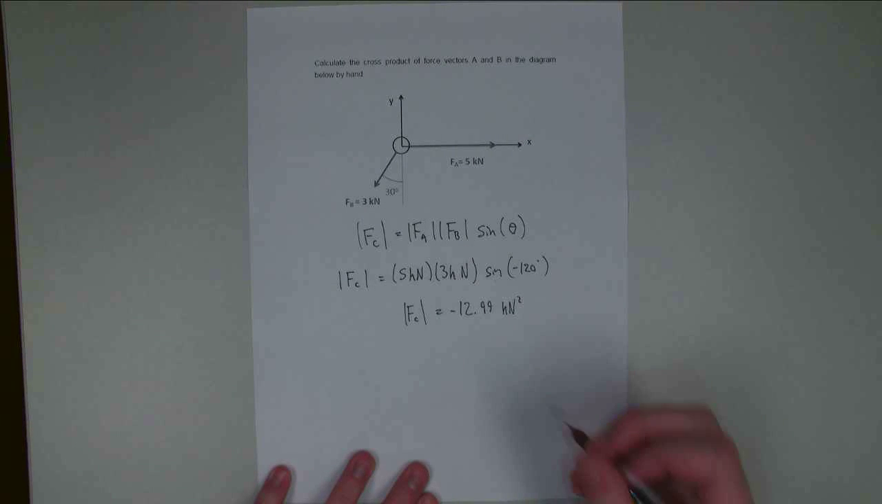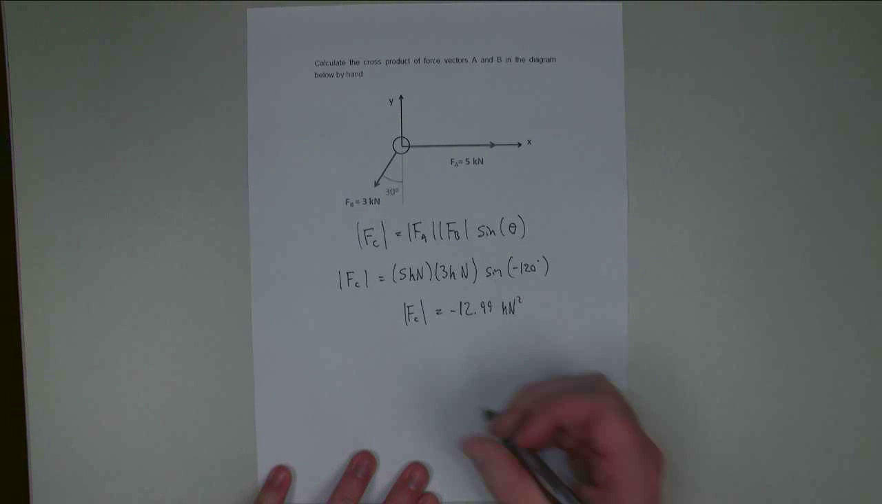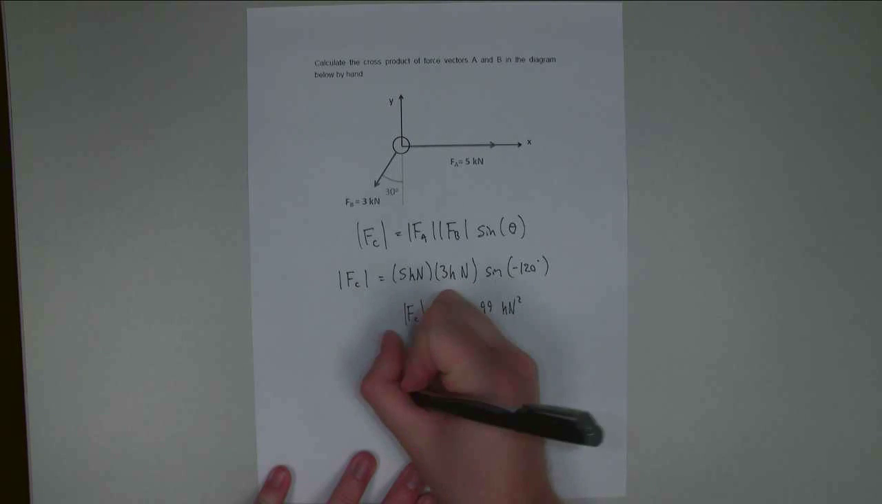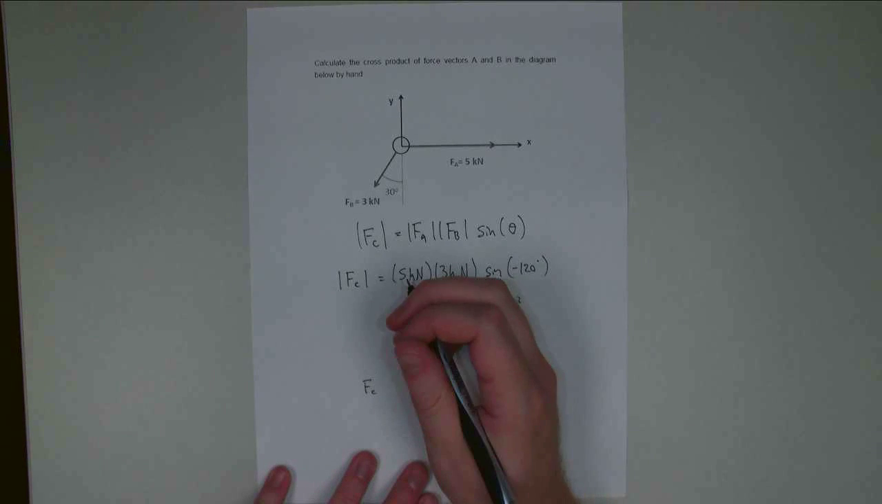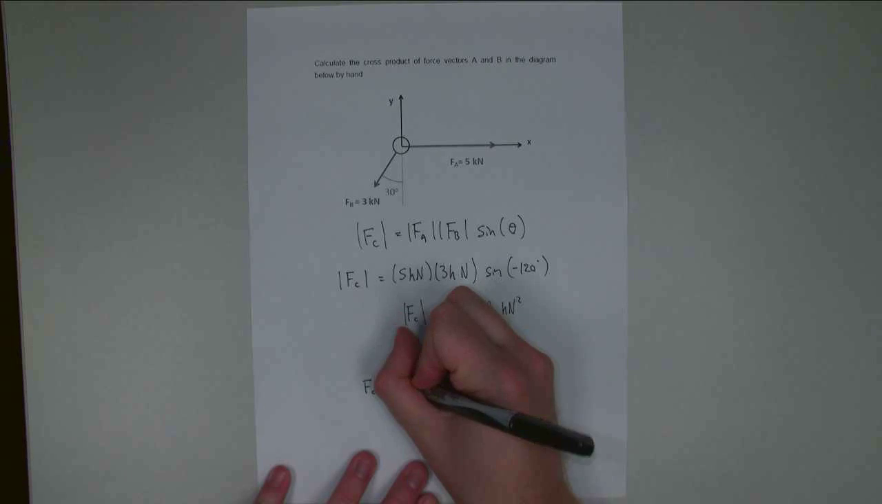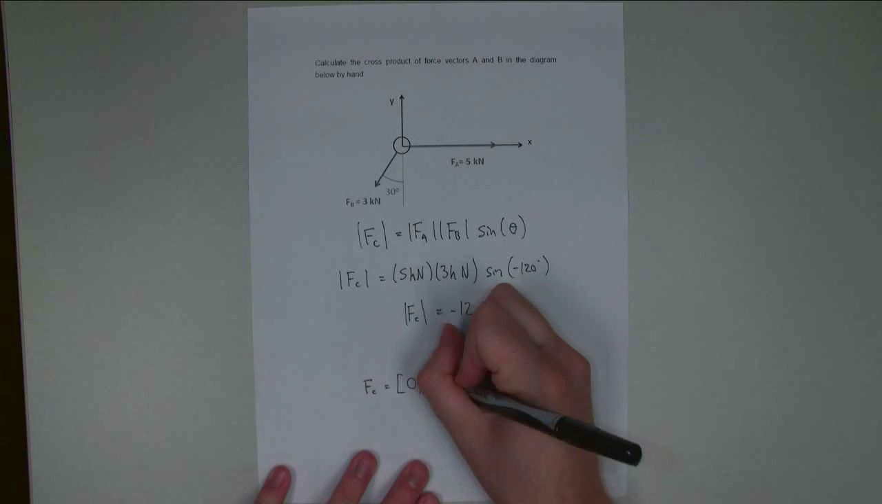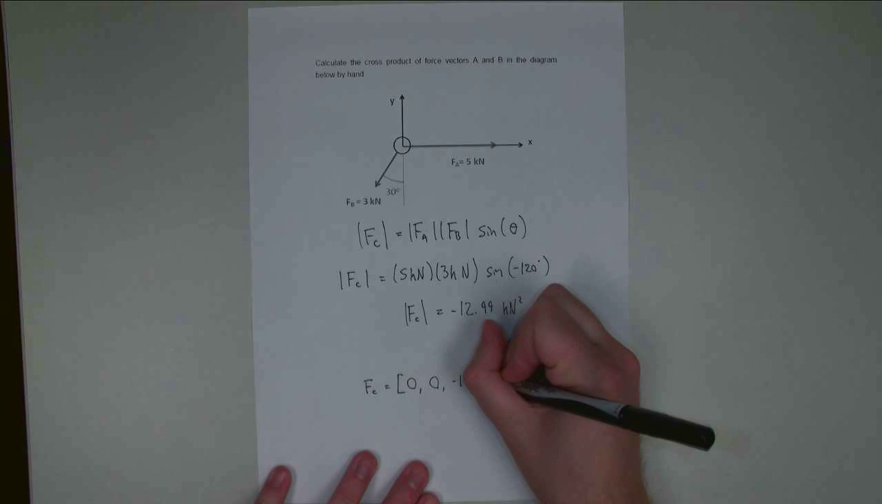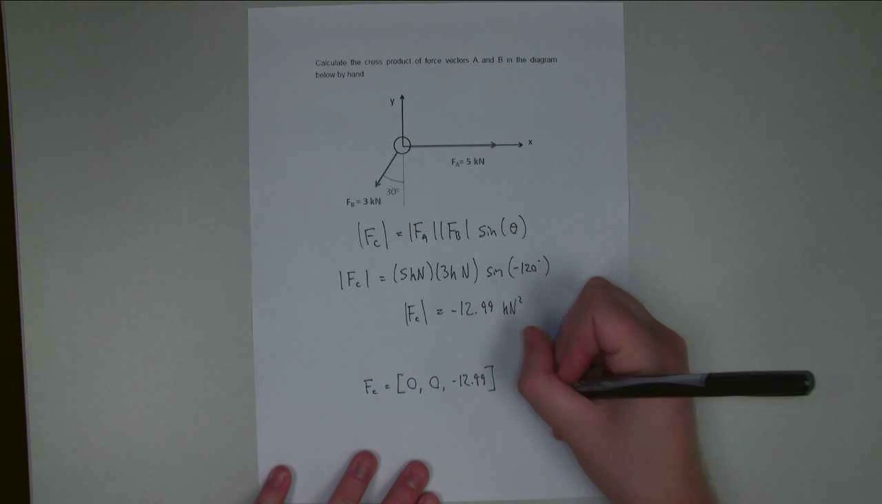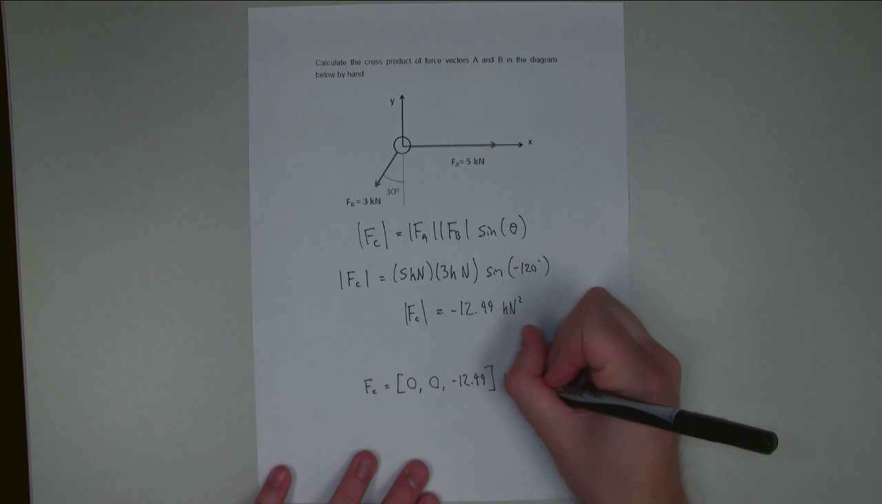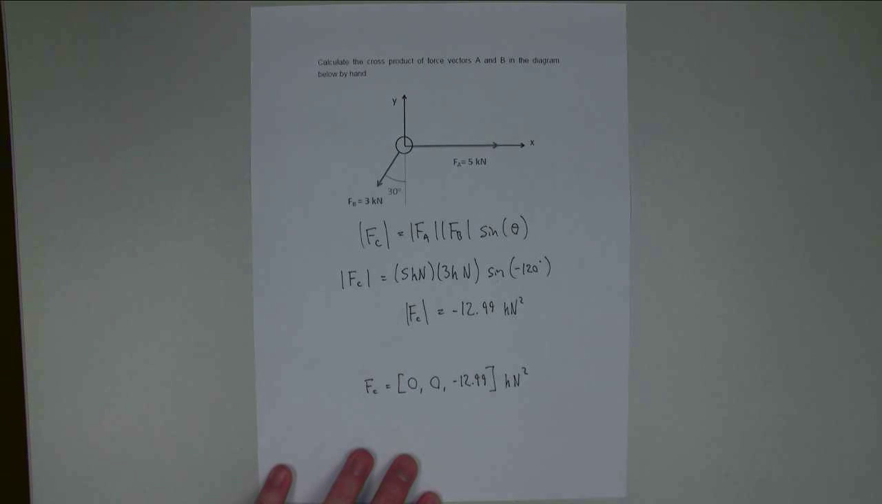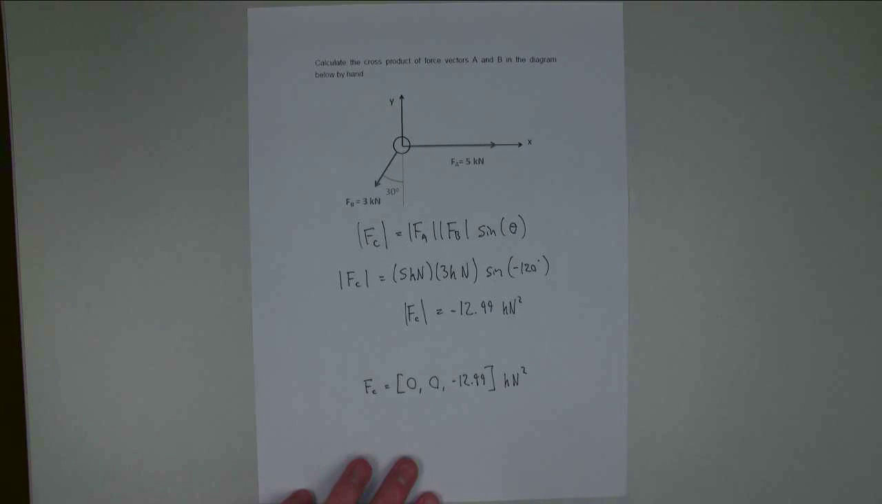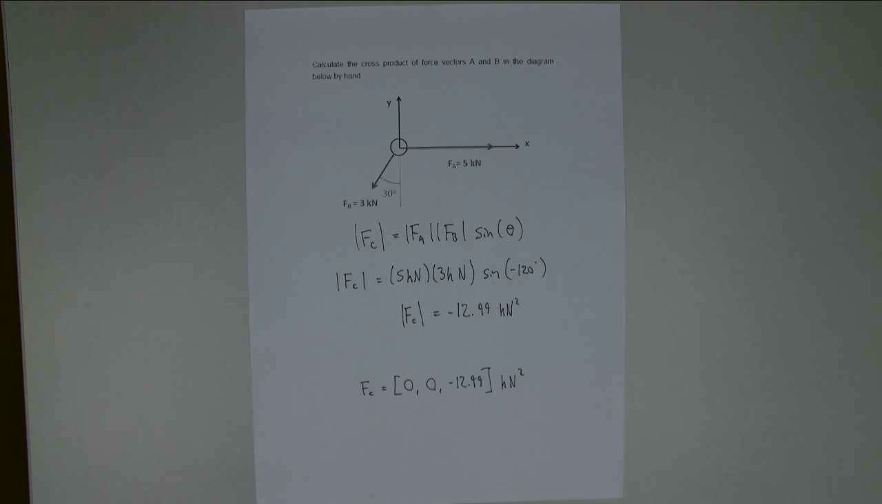So this is the magnitude in the z direction, and I have no x and y components, so my FC vector, which is A cross B, is going to be equal to 0 in the x direction, 0 in the y direction, and negative 12.99 in the z direction. And the units for this are kilonewtons squared, which is kind of a nonsense unit for this, but just following the units in the equations, that's what it would be.